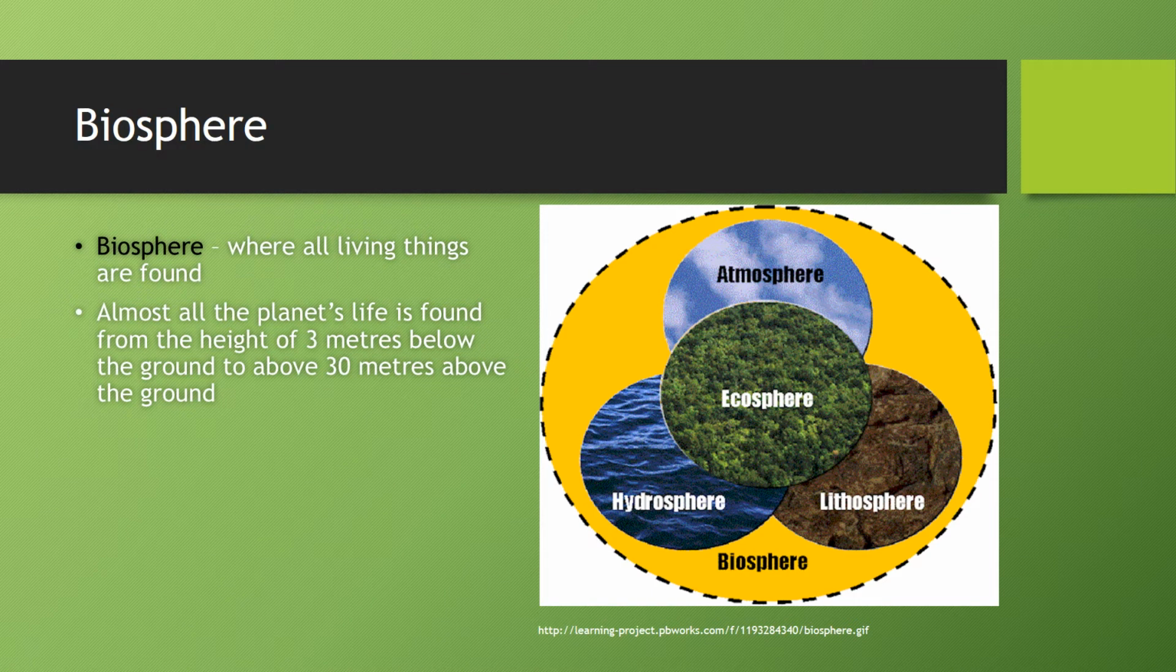First, we'll just do some recapping from your Year 7 work and have a look at the biosphere. So if you have a look at the picture on your right, you'll see that the biosphere is actually where all the living things are found. So it includes the water, the plants, birds in the air, and things that live in the soil. And most of the planet's life is actually found from the height of 3 meters below the ground to about 30 meters above the ground, and that's what we call the biosphere. So what we're having a look at is how we are affecting the biosphere.